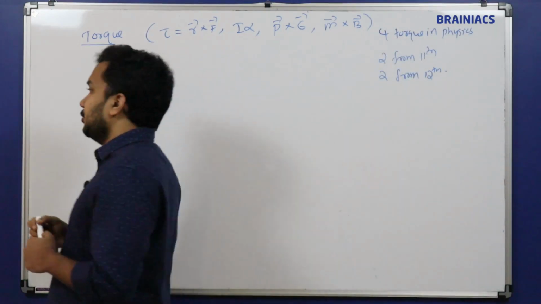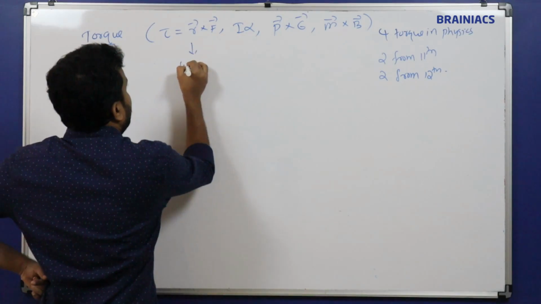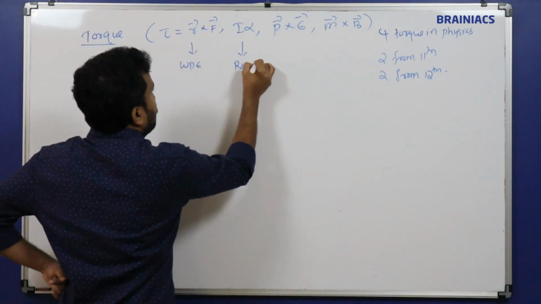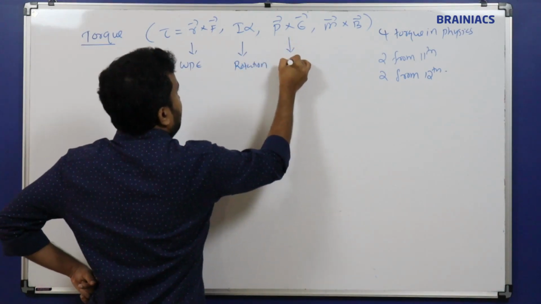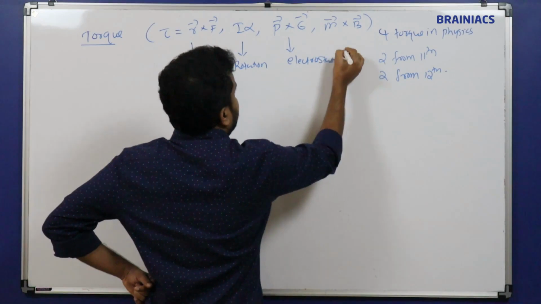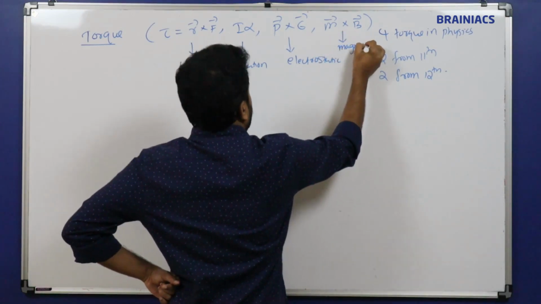First we will start with torque is equal to R cross F. This is actually from the work power energy chapter. This is from the rotational motion chapter. This is from the electrostatics chapter. This is from the magnetism, moving charges and magnetism chapter.